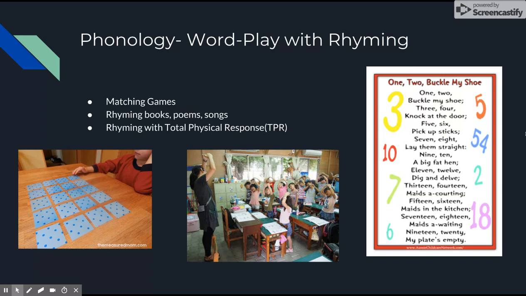It would hit speaking because if they're playing the matching game, they would say the words out loud. Listening because they are specifically listening for the ending of the word to rhyme. And they are reading, for example, if we were doing the poem, book, or a song, they would be reading these words. So it hits 3 of those, which is really great.